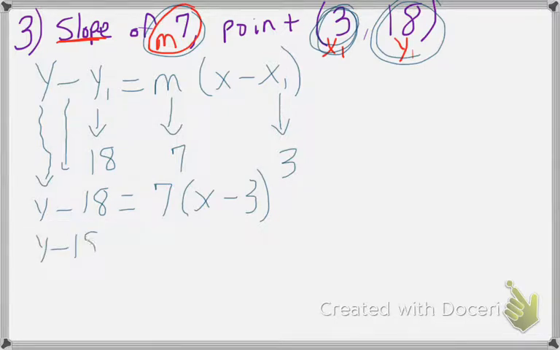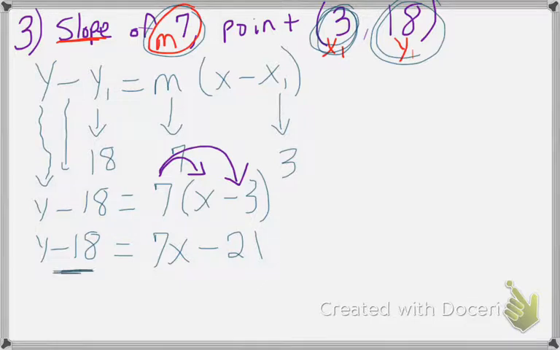y minus 18 equals, and here we are going to distribute, multiply. 7 times x is 7x. 7 times a negative 3, don't forget that it's a minus 3, so it's a negative 3. 7 times negative 3 is negative 21. Now we're almost done. We can't graph this yet because of this negative 18 is in the way.